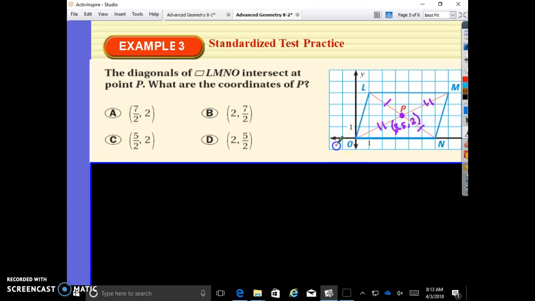Or you could literally just take these coordinates, 0, 0, and 7, 4, and put them into the midpoint formula. Add your x's, divide by 2. Add your y's, divide by 2. 7 plus 0 is 7, divided by 2 is 3 1/2. 4 plus 0 is 4, divided by 2 is 2, and that is your midpoint, the coordinates that we are looking for. So 7/2, 2.